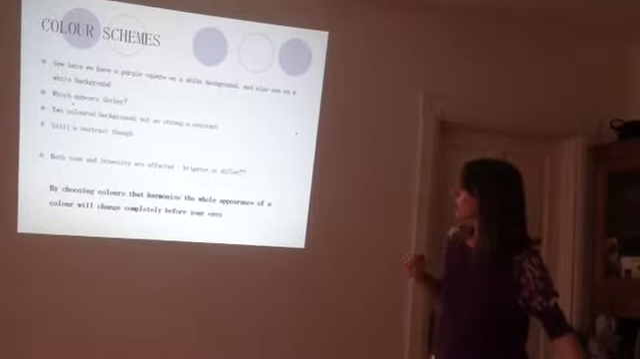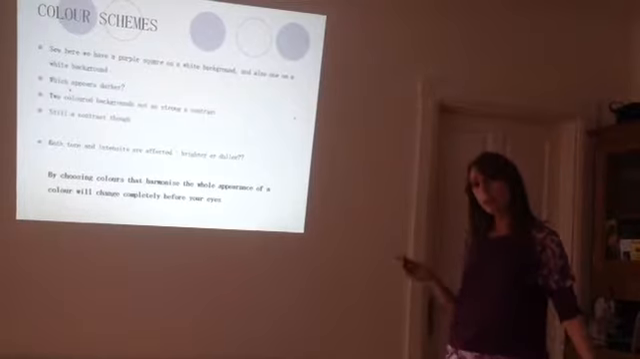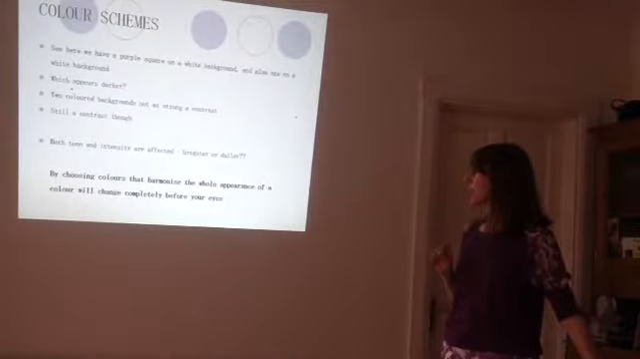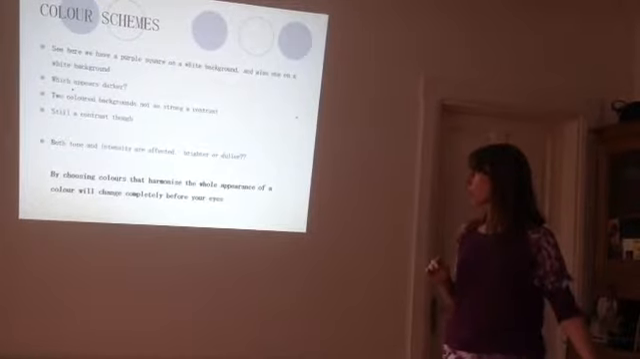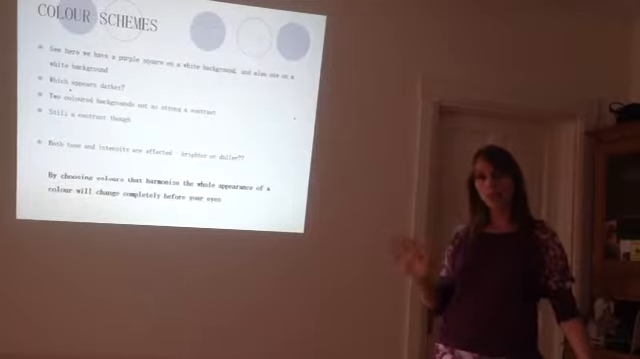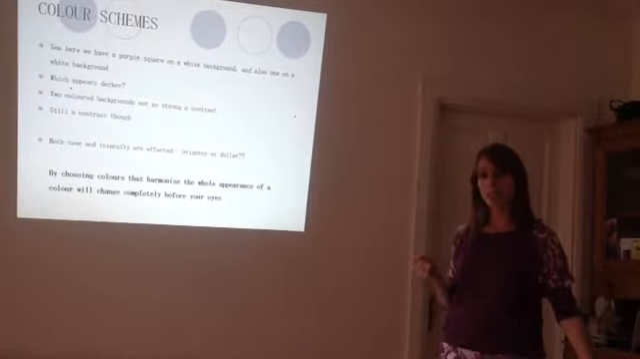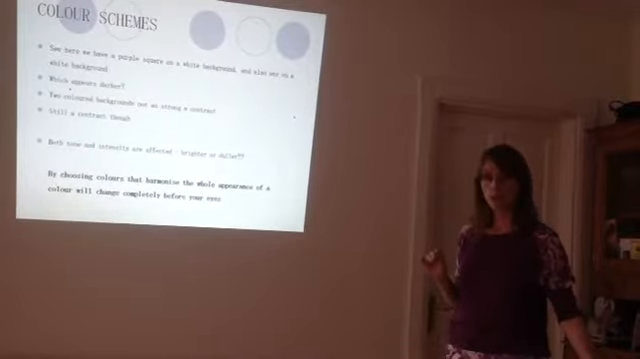So as you can see here, both the tone and the intensity are affected by the colours. Some make it brighter and some make it duller. By choosing colours that harmonise, the whole appearance of a colour will change completely before your eyes. For example, the purple and the white are much more harmonious because there isn't as much fatigue or eye strain. There isn't as much simultaneous contrast as opposed to the black and the purple.